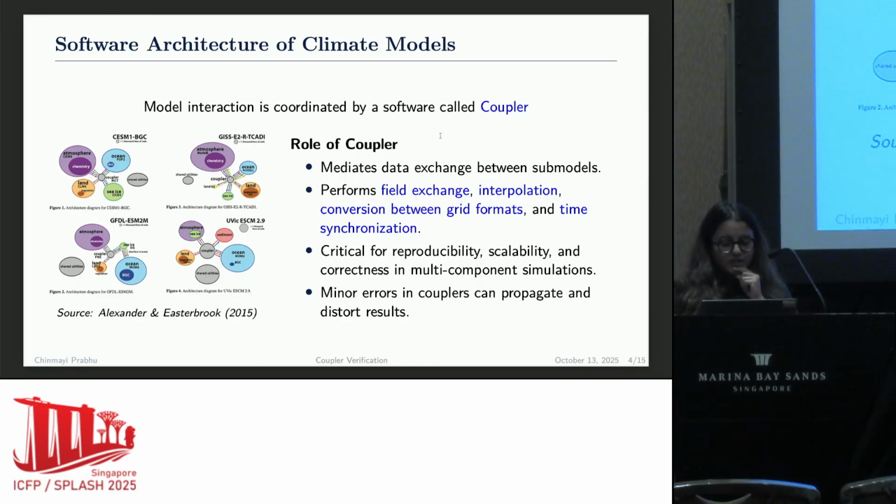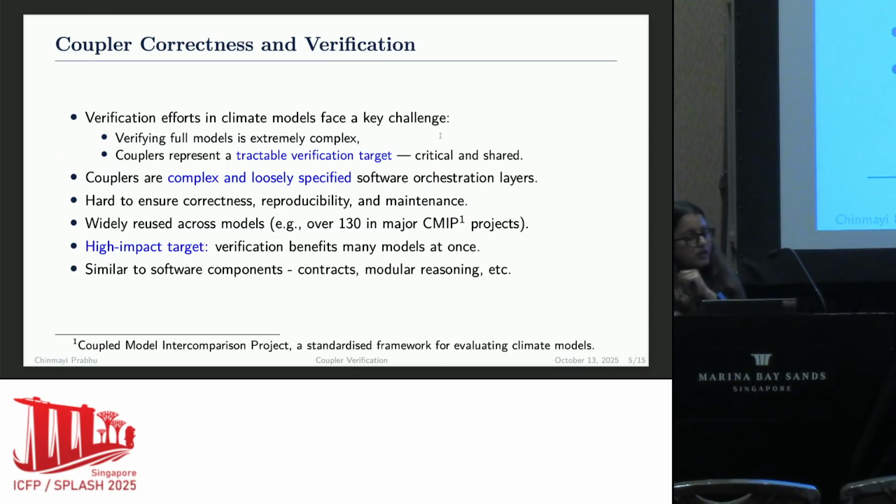Which is why it's very critical for any reproducibility or scalability, and if you want to attempt any correctness in multi-component simulations. Even some minor errors in the coupler, be it a unit mismatch, can easily propagate and distort the scientific results that we get from these climate models. So, coupler correctness and verification in general.